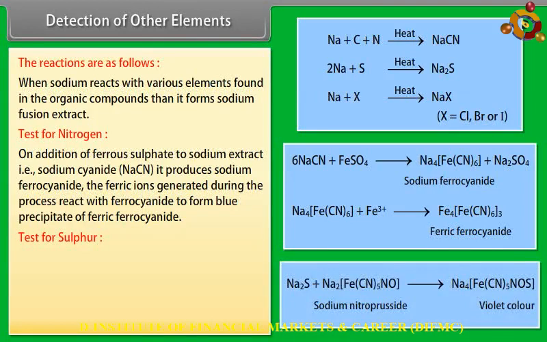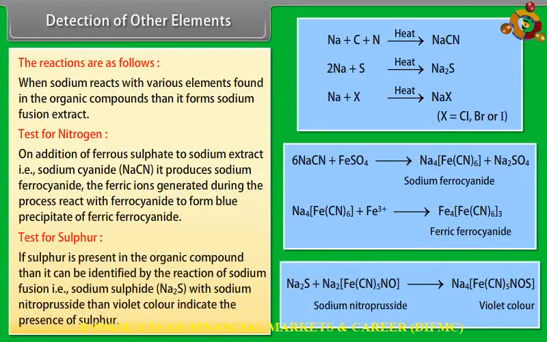Test for sulfur. If sulfur is present in the organic compound, it can be identified by the reaction of sodium fusion extract, that is sodium sulfide Na2S, with sodium nitroprusside. A violet color indicates the presence of sulfur.